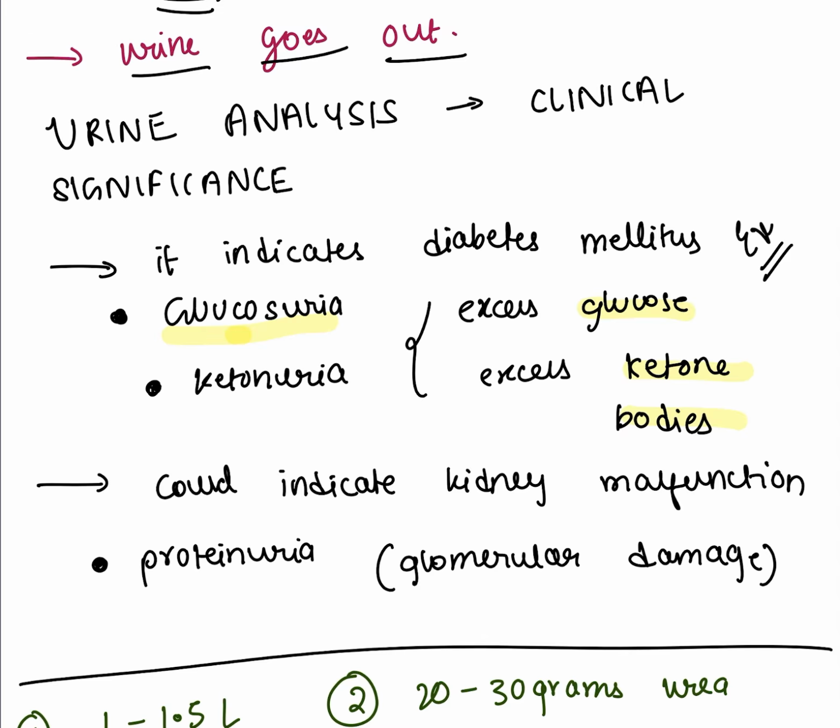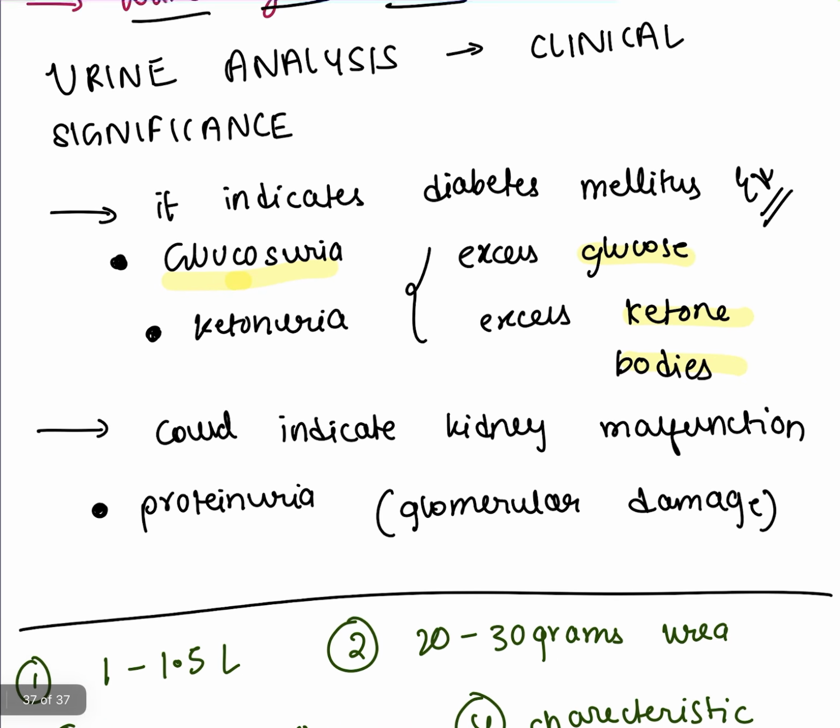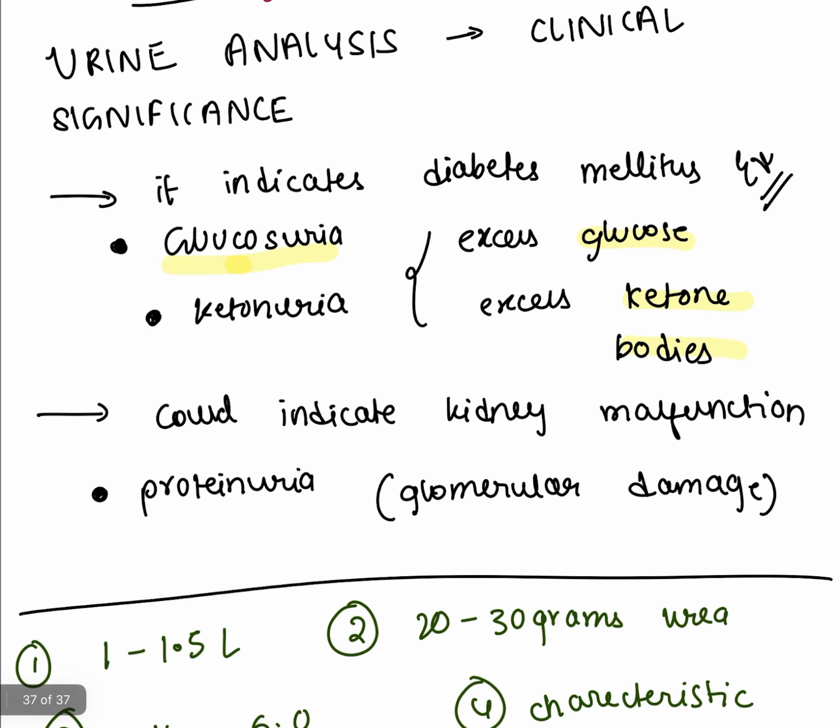and using that we can determine that the person has diabetes mellitus. And there is also one more drawback. Whenever there is excess glucose in the filtrate, it also drags the water into the filtrate, so that could also lead to dehydration, and that is one of the symptoms of diabetes mellitus.